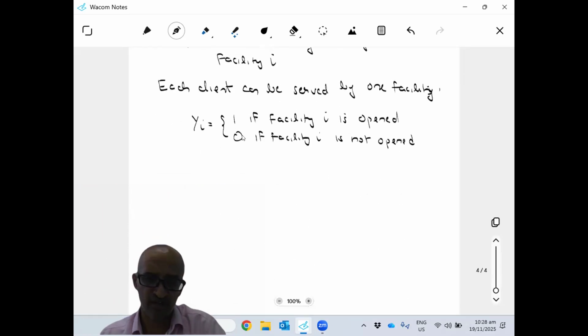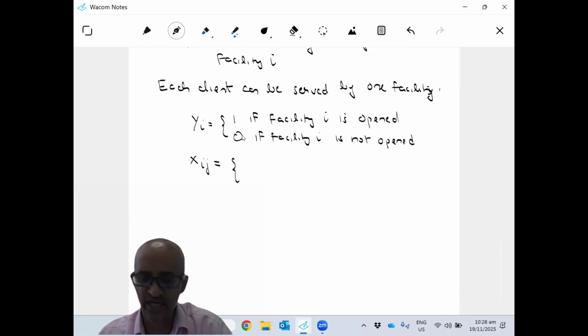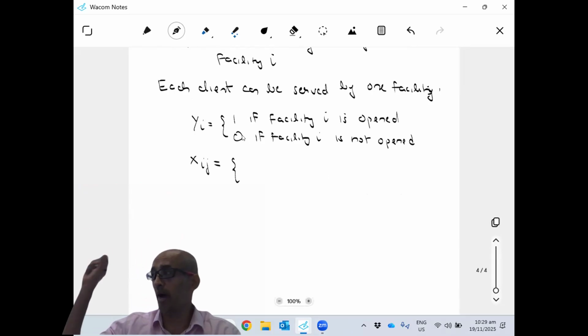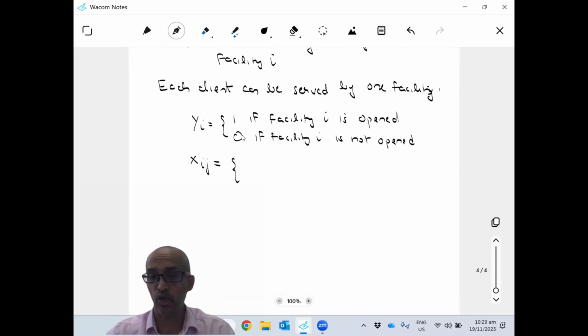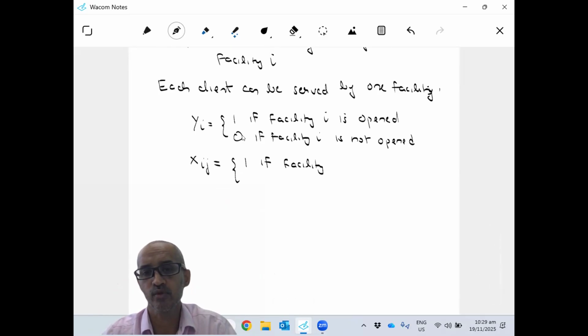Okay. So my second set of variables is xij. It's again, in this problem, a 0-1 problem, because I'm not having demand at locations. I'm just thinking of a binary allocation problem here. So it's a high level decision. In this problem, xij is 1 if facility i serves client j, 0 otherwise. That means facility i does not serve client j.